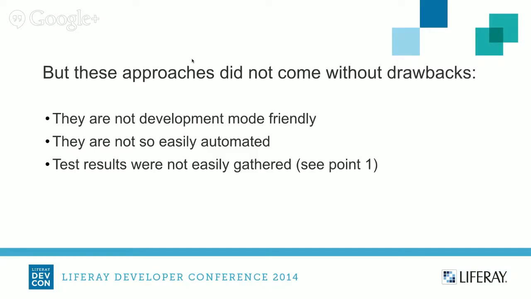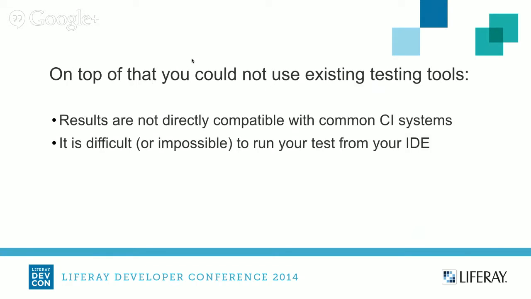Okay, so these approaches that we have talked about have the drawbacks that they are not developer friendly. You can automate them, of course, if you do some work, but it's not developer friendly. And the results are not easily gathered, which means you can't use the normal CI stuff that you are used to, right? Because you need to make special code in order to get the results. On top of that, you cannot use your existing tools to run the tests, or your build system or whatever you want to use. Normally, it's more difficult to integrate this.